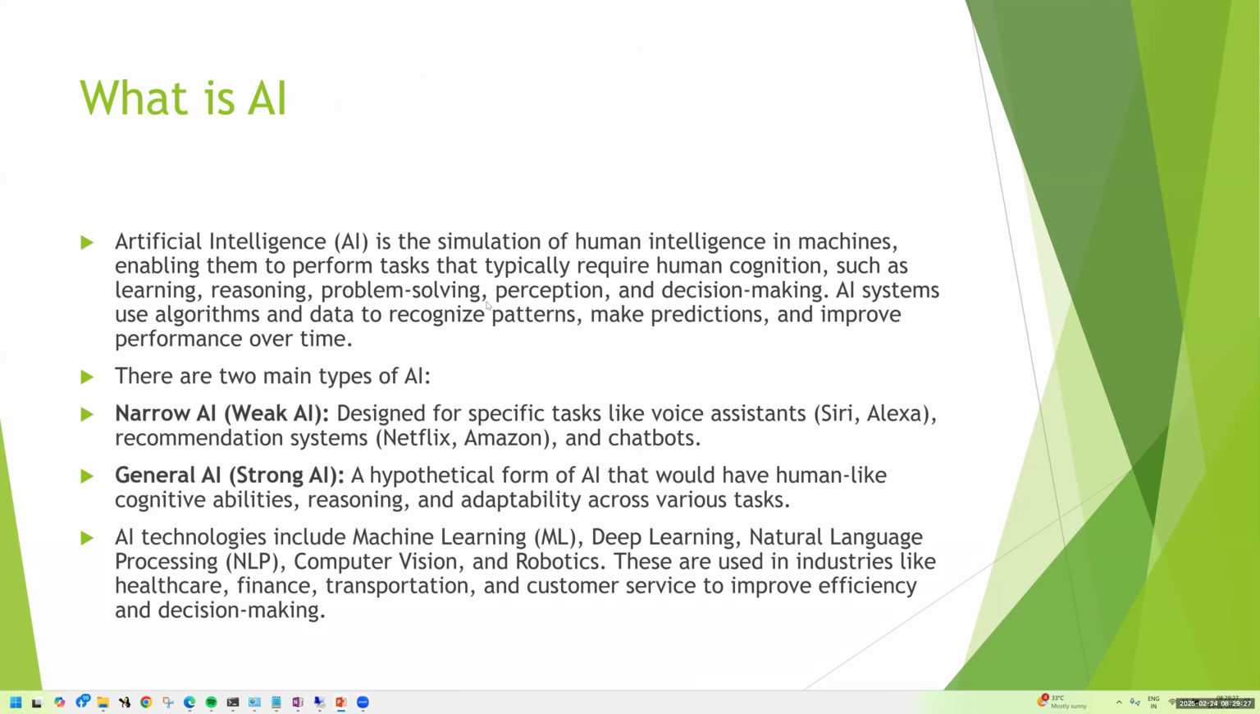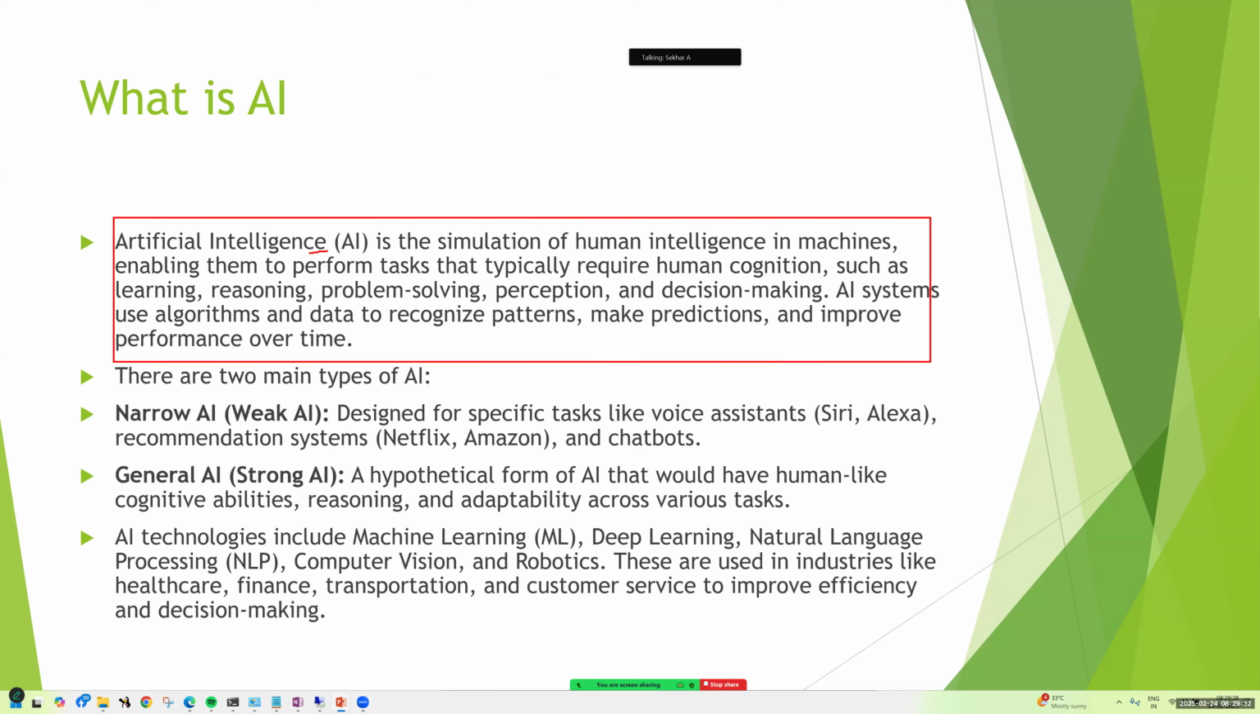Okay. This is the exact picture of AI, guys. AI is a simulation of human intelligence in machines, enabling them to perform tasks that typically require human cognition. So where exactly are we using artificial intelligence? Nowadays, everywhere, guys. Even nowadays we are getting TVs with AI features, washing machines with AI features. Many products are being launched with AI features.